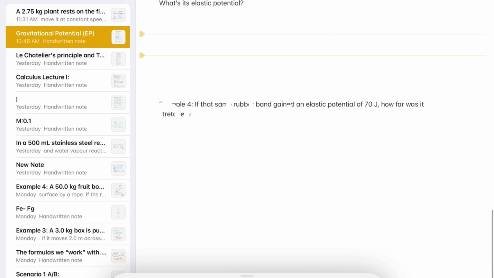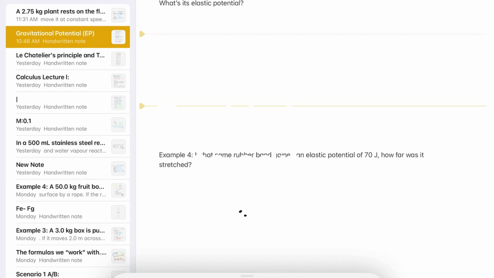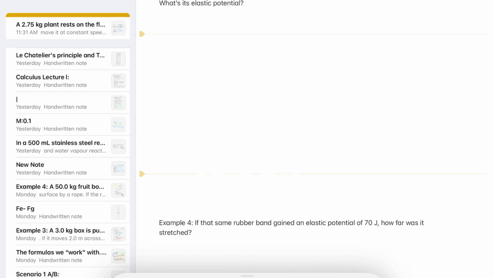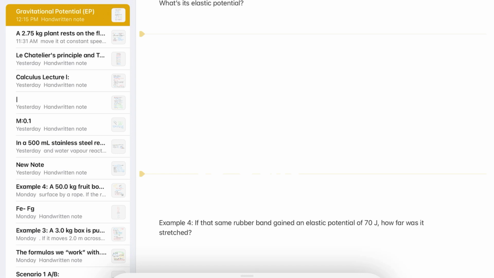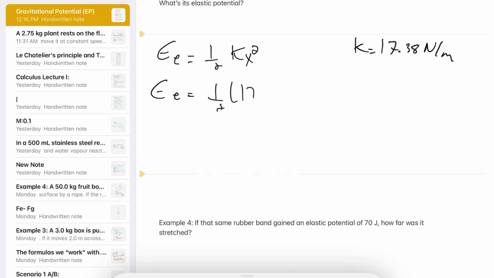So the next problem says a rubber band with a spring constant of 17.38 newtons is stretched by 5 centimeters. What is its elastic potential? So because it's asking for elastic potential, we can jump right to the elastic potential formula, which is half kx squared. K would be the spring constant, and that's given to us over here of 17.38 newtons per meter. So this one is relatively straightforward. We could just sub in all the given values, and that ends up being 17.38 newtons per meter. And then the x is 5 centimeters, but remember it has to be converted to meters, so we're going to divide that by 100. And that ends up being 0.05 meters.